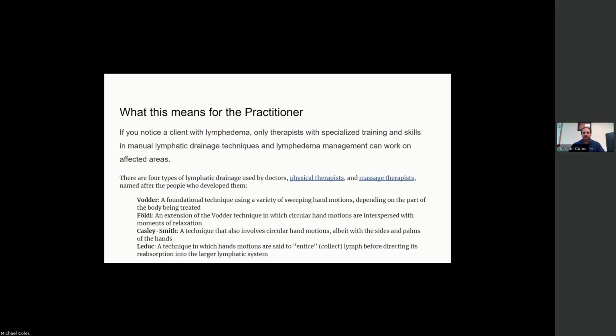So there are 4 types of lymphatic drainage techniques. Vodder, I think, is the most used one, but there's Vodder, Foldi, Casley-Smith, Leduc. So these are just different people that have created a course or a system to deal with this condition.